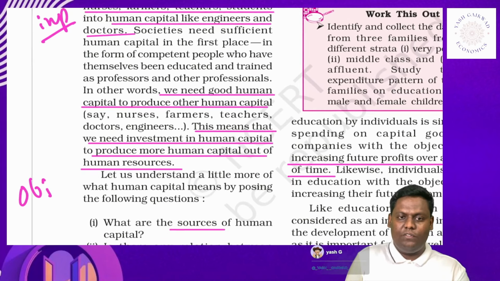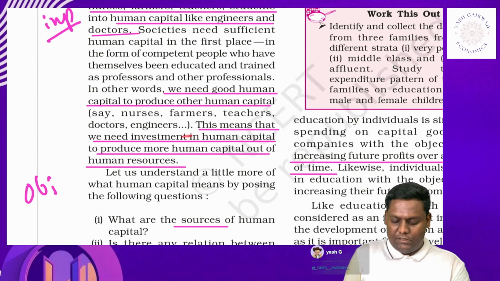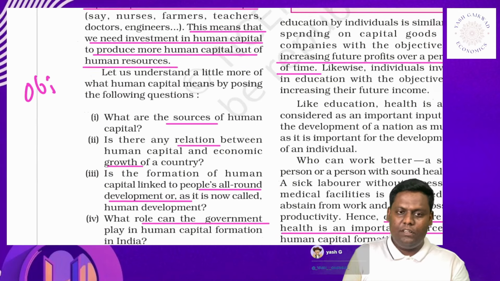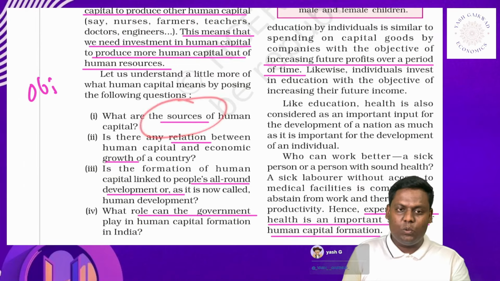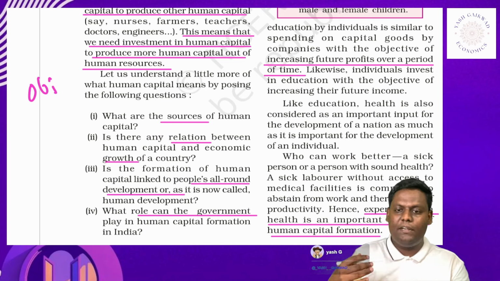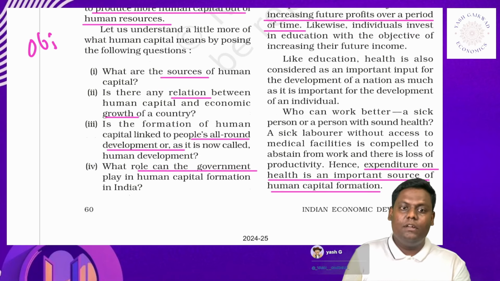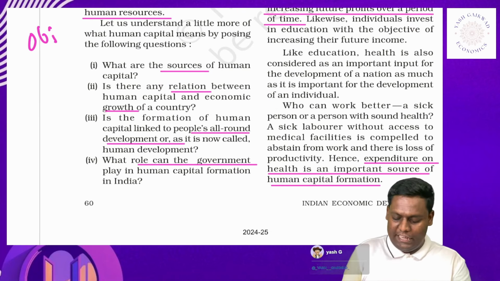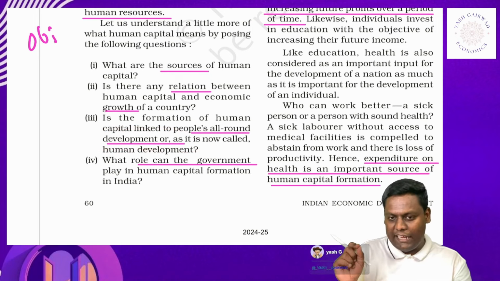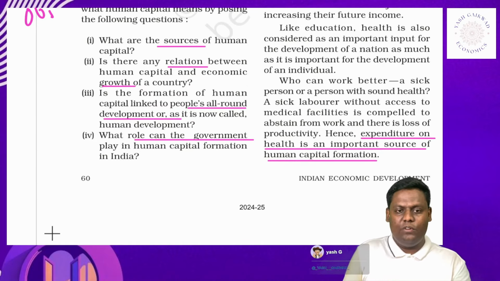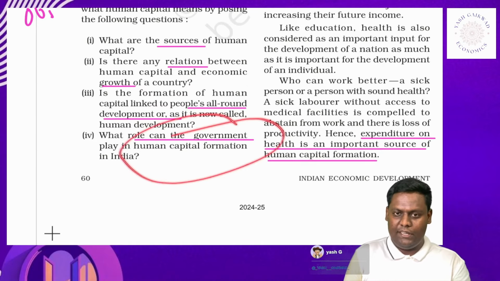So, what we can understand is that we need to invest in human capital to produce more human capital. In this chapter, we'll be understanding what are the sources for human capital formation, the relationship between human capital and economic growth. Next, we'll be looking at human development, which is a term that sounds similar to human capital, but there's a tiny difference to it. And we'll also be looking at the role of government.